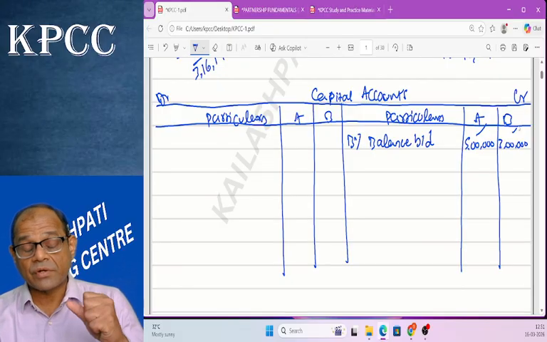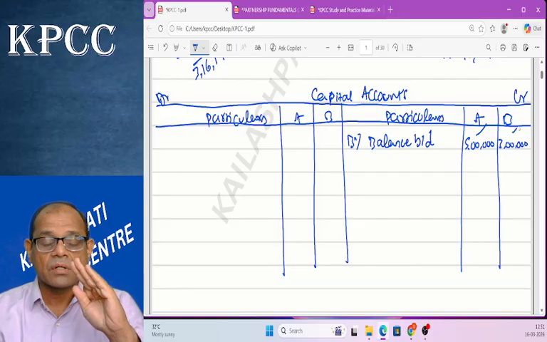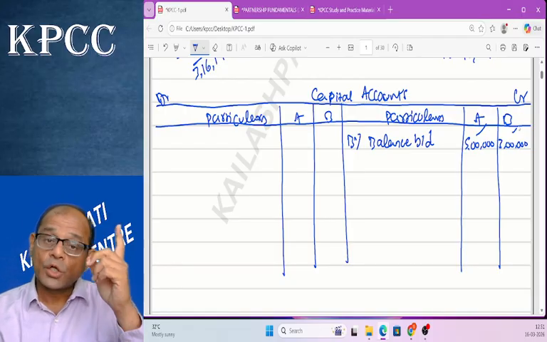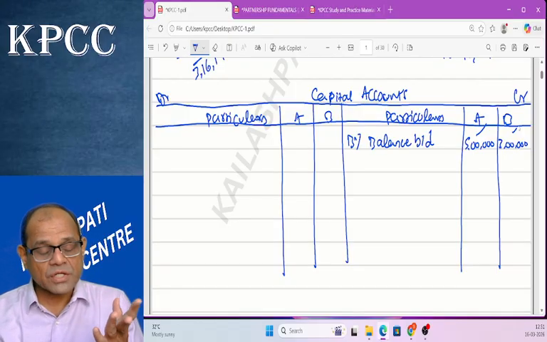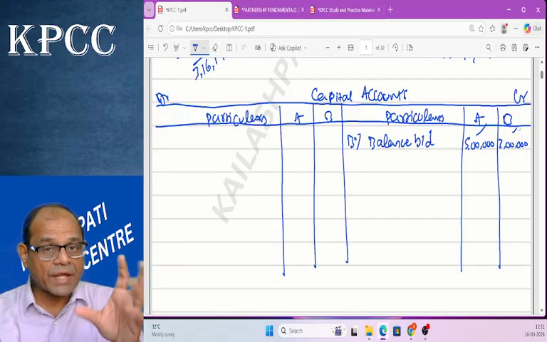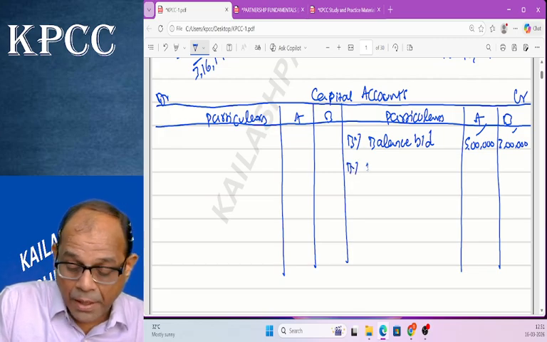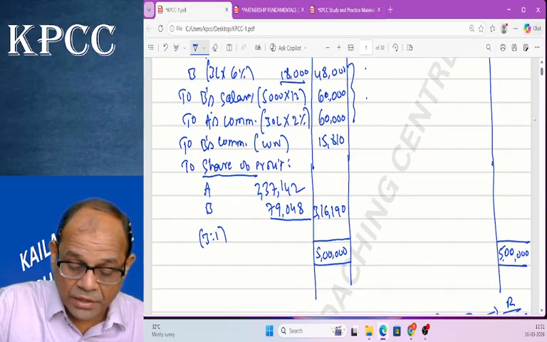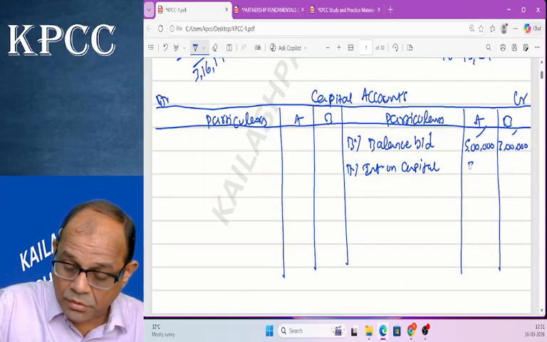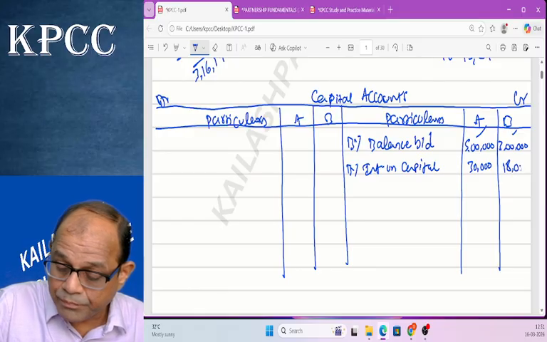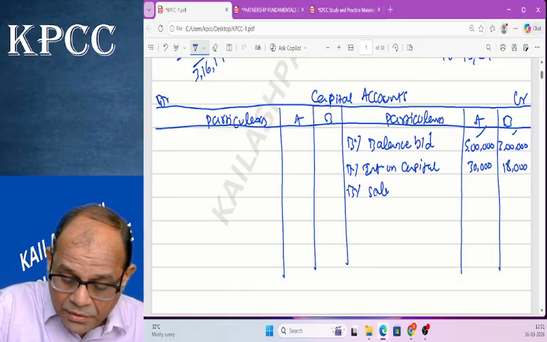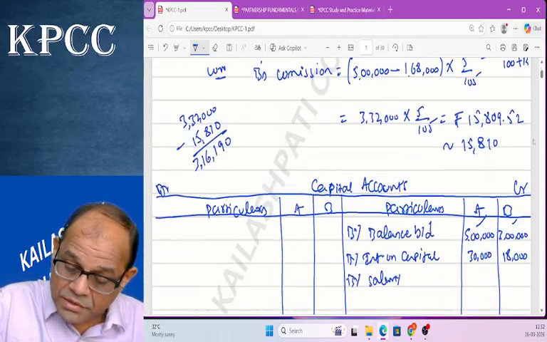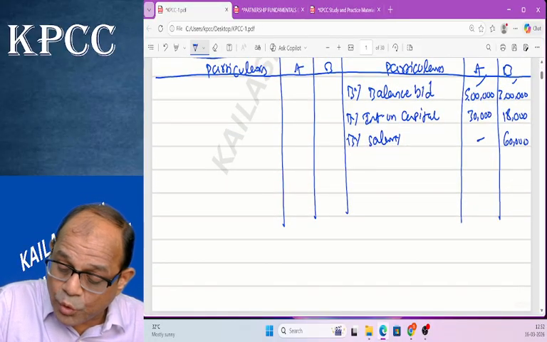What are the items we have given to them? Interest on capital, salary, commission, and share of profit, four items. So we will write all four items here. On the debit side, drawings and interest on drawings will come, but interest on drawings is not there in this particular sum, so we'll take only drawings. So first write down on the credit side, by interest on capitals. We have already calculated 30,000 and 18,000. By salary, only one partner is getting salary. Who is that? B. Yes, 60,000.